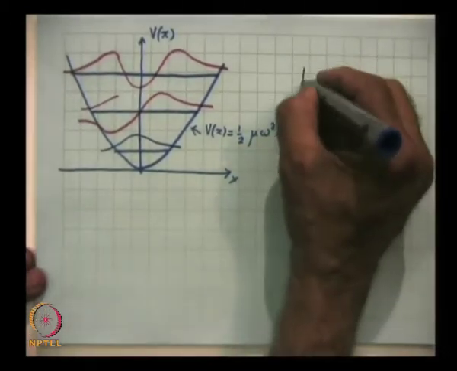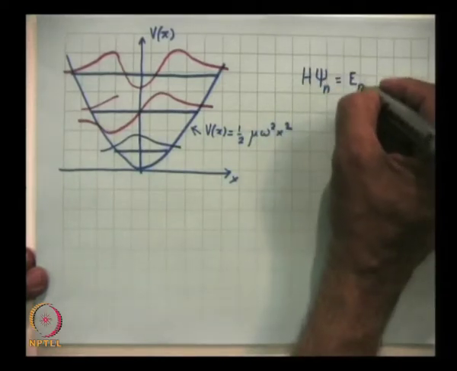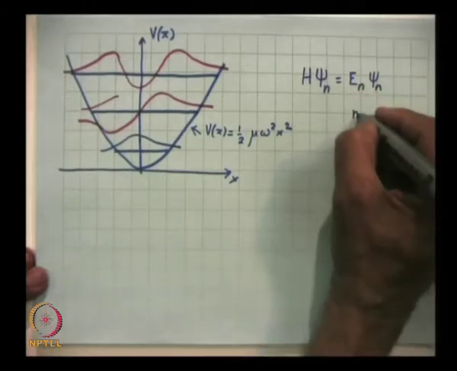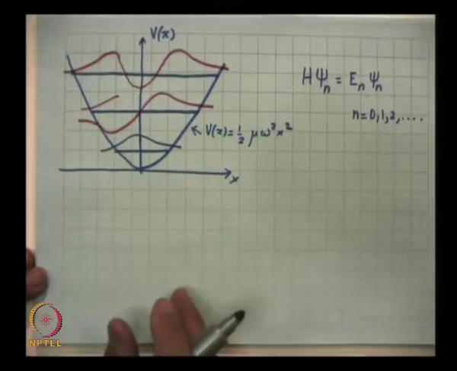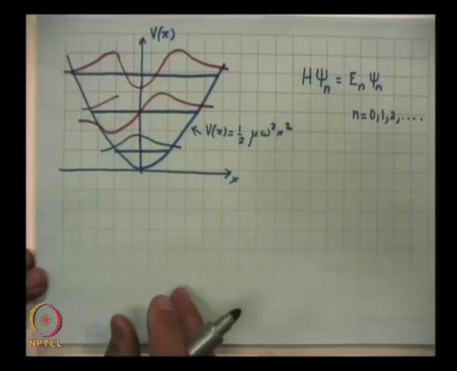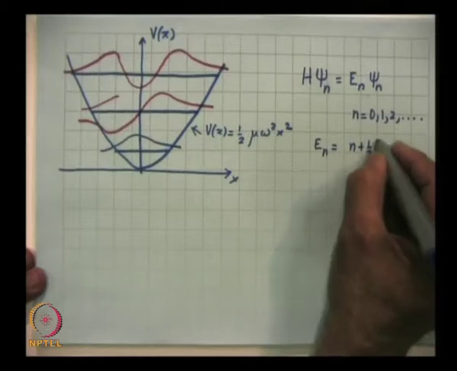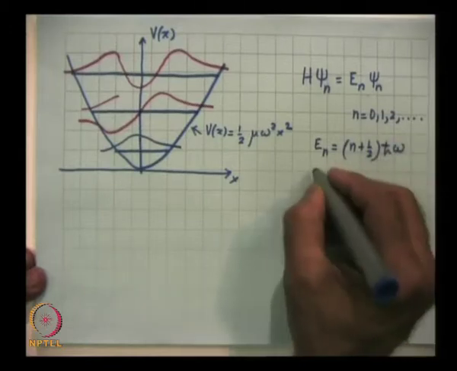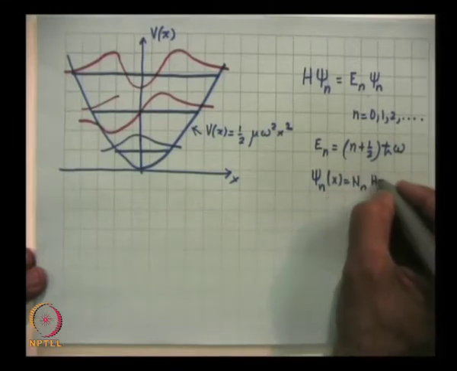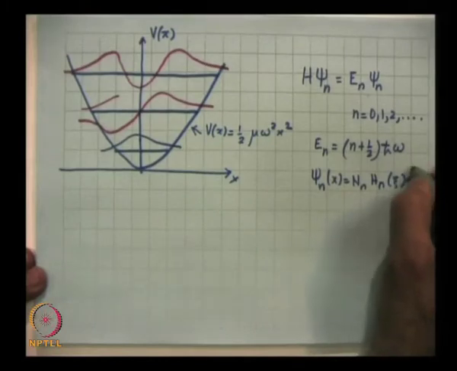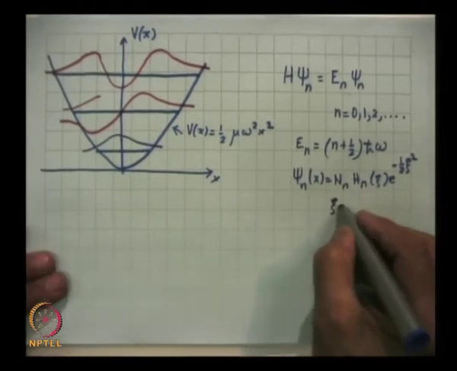So, we now have the expressions for H psi n is equal to E n psi n. n takes values 0, 1, 2, 3 to infinity. So, there are an infinite number of wave functions, and E n is equal to n plus half h cross omega, and psi n of x, as I told you, is N n H n of xi e to the power of minus half xi square, where xi is equal to gamma x.